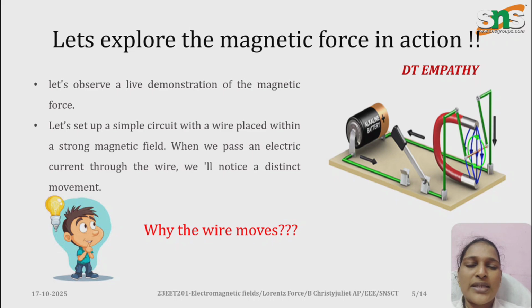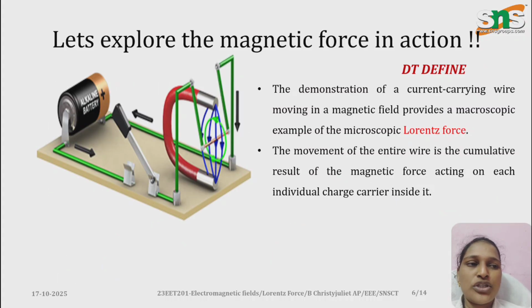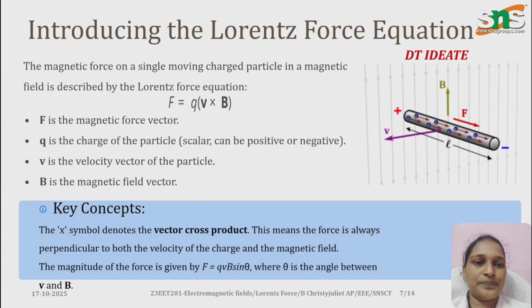A movement in the wire is clearly observed. Now, why does this wire move? This demonstration of a current carrying wire moving in a magnetic field provides a macroscopic example of the microscopic Lorentz force. The Lorentz force on individual charge carriers will contribute to the movement of the entire wire. So this entire wire movement is a cumulative result of the magnetic force acting on the individual charge carriers inside it.